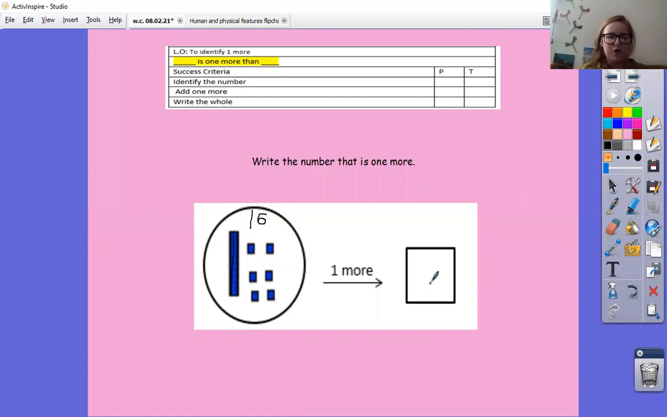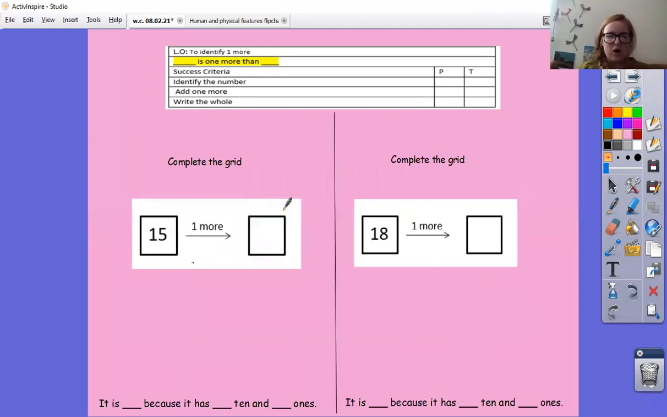Like if I'm unsure, I can write it out. So for 1 more than 16, I'm looking for something with 1 ten still. But what is 1 more than 6? If I was to draw that in, draw 1 extra cube. How many have I got now? So I've got 1, 2, 3, 4, 5, 6, 7. So 1 more than 16 is 17. Fantastic.